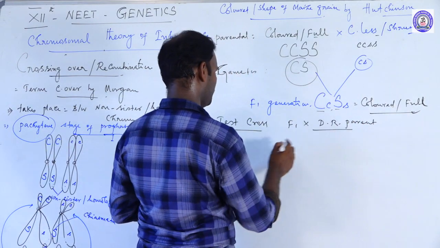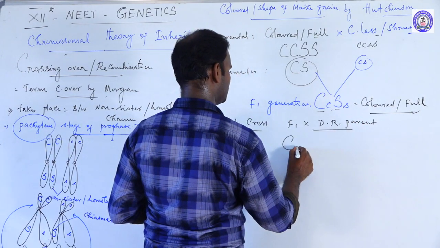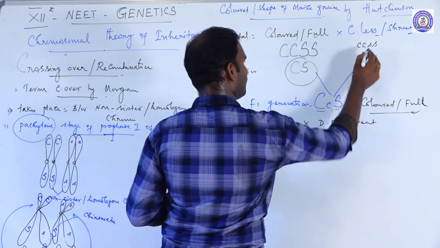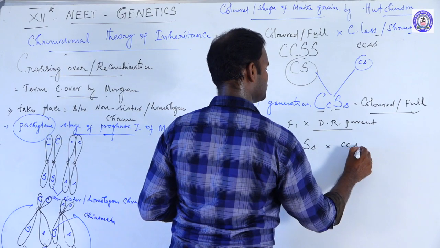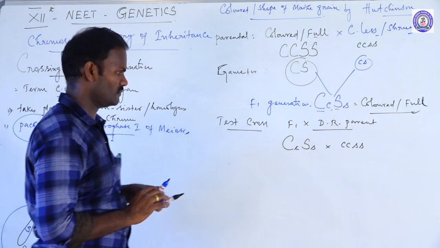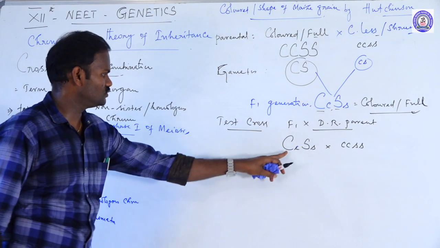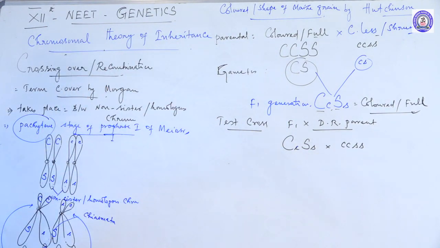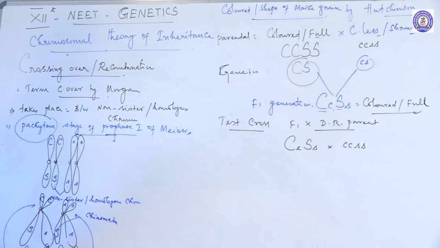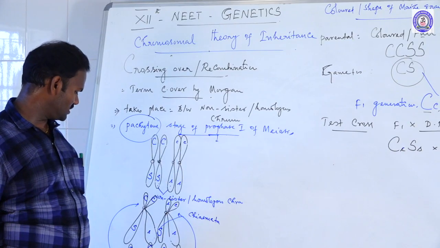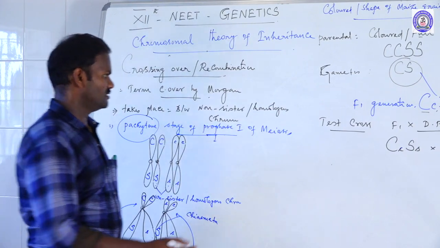So what are the F1? Capital C, small c, capital S, small s, crossed with the double recessive parent, small c, small s. Due to the process of crossing over, 4 types of gametes are formed. But in complete linkage, due to the absence of crossing over, only 2 gametes are formed. In the crossing over process, as I said, 4 gametes are formed.